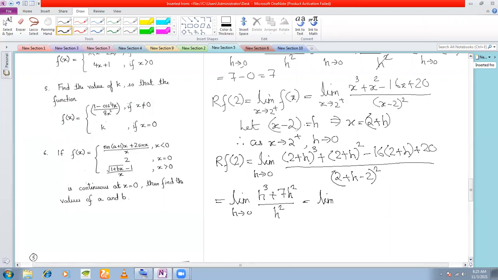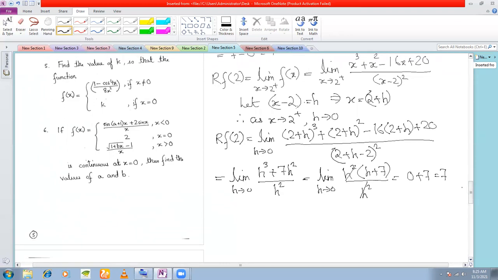So limit h tends to 0. Now you can take h square common to get h plus 7 divided by h square. These two cancel. So you get 0 plus 7, which is equal to 7. So the right hand limit also you are getting equal to 7.